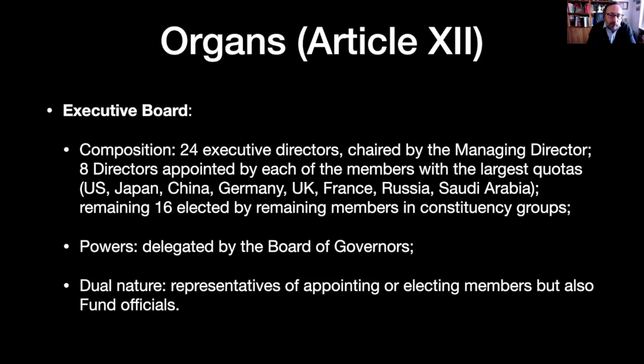The appointment of executive directors is divided into two blocks. The first one is the members with the largest quotas, who have the right to appoint one director each. The remaining 16 directors are then elected by members in constituency groups. These mix countries from developing and developed countries, so as to create groups of approximately the same type of representativeness.